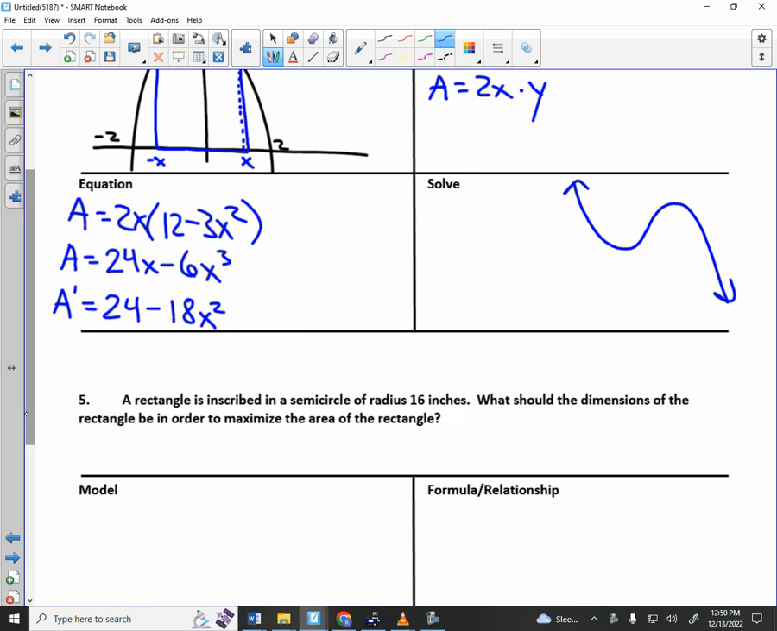So how many spots does that have a derivative equal to 0? Twice. So you're looking for the first one or the second one? Why the second one? Because we're trying to maximize. Very good. So I'm going to solve this. 0 equals 24 minus 18x squared, or 18x squared is equal to 24.